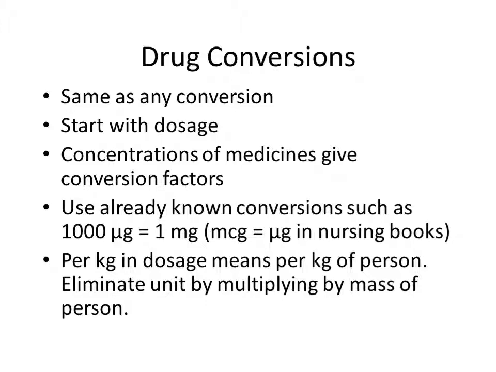Now, in your dosage, you will often see a kilogram in the denominator, or it will say a particular amount per kilogram. That per kilogram, or sometimes it's per pound, means per mass of that person. So in your calculations, you have to eliminate that unit by multiplying by the mass of the person. Realize if the dosage is given in per kilograms and the mass of your person is given in pounds, you have to do a kilogram to pound conversion somewhere in that problem. Just make sure that your units cancel out. If you make sure your units cancel out, you'll be fine.